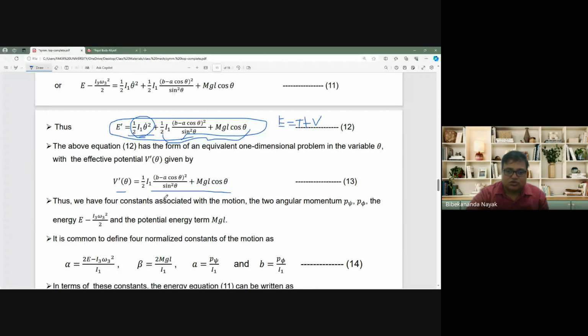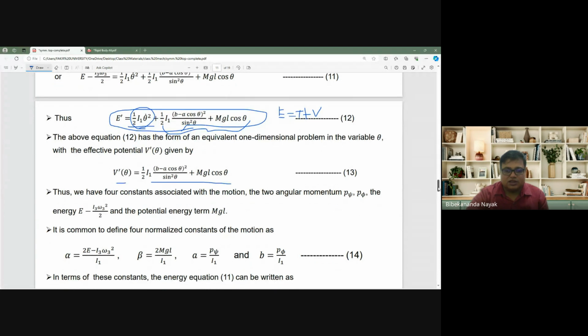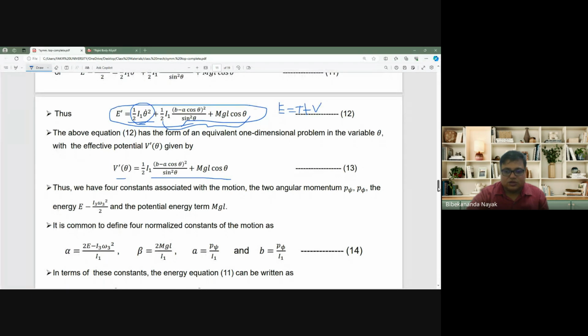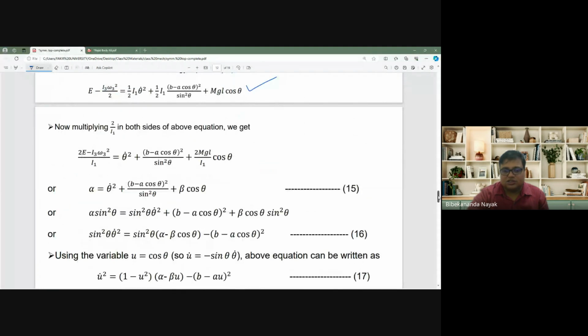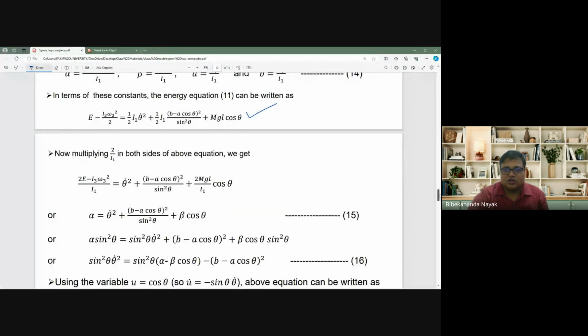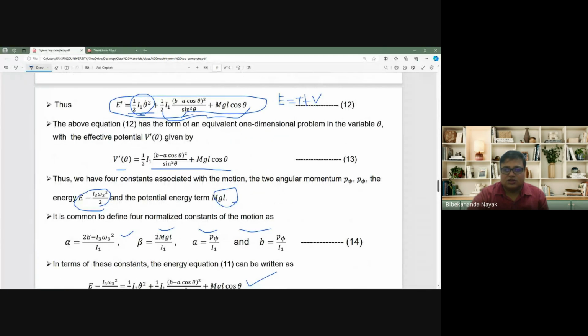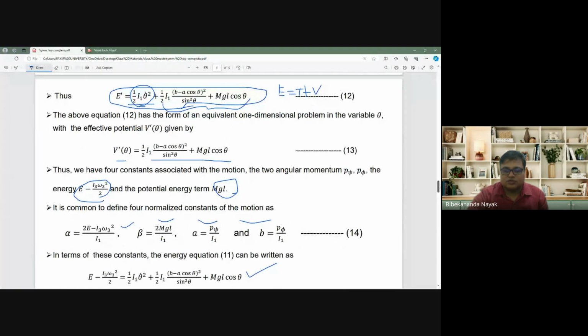Thus we have four constants associated with the motion: the two angular momenta, p psi and p phi, and the energy term I3 omega square, and the potential energy term mgl. And these are the constants. mgl is a constant, and energy minus this is a constant. We also use other constants alpha, beta, a, b in terms of the constants. You can write E is equal to this one. You want to write the energy E with this equation, I1 b, this equation, mgl cos theta.